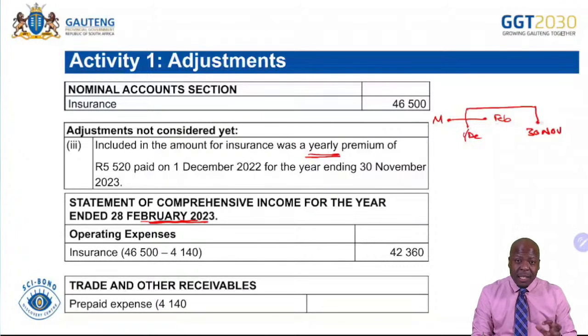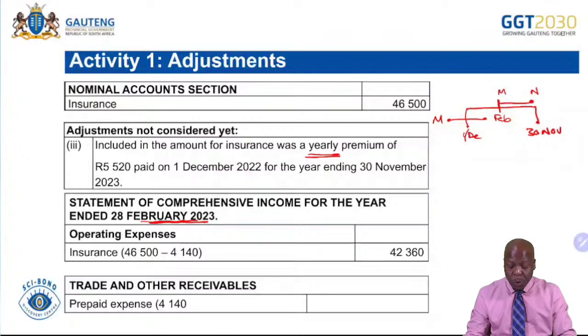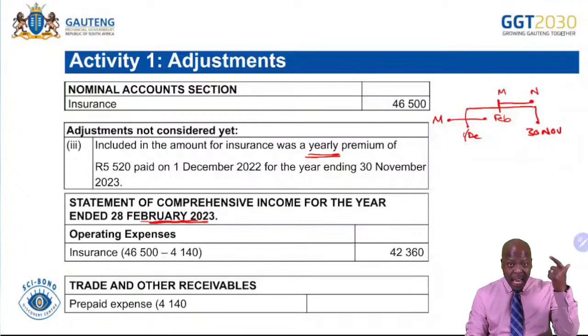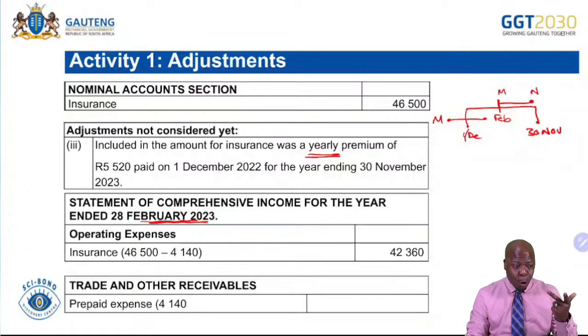Now, with this premium, you have to understand, therefore, that there is a period which we have paid in advance. How many months is that? We are therefore going to count from March until November. Let's begin to count. I want to encourage you to use your fingers. We're going to count from March, April, May, June, July, August, September, October, November. And they tell us 30 November. Are we together? 30 November.